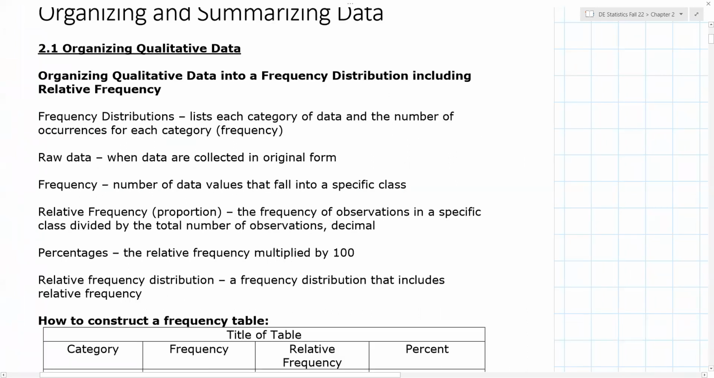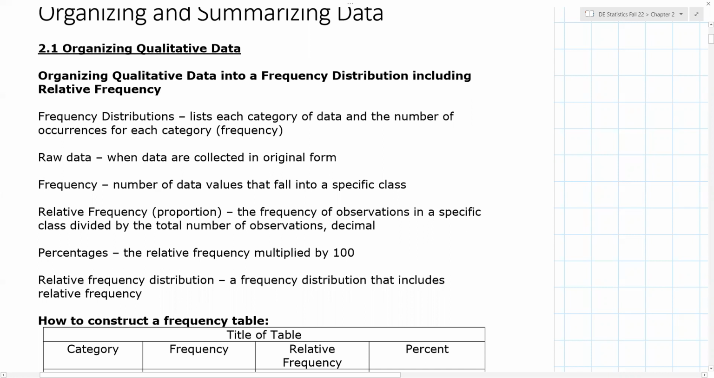So number one, frequency distribution. A frequency distribution is also referred to as a frequency table. It is going to list the category, the frequency of that category, and then it can also contain a relative frequency, and then sometimes it contains a percentage. Not all the time, not even most of the time, because percent is just another way of writing relative frequency, and typically they don't make you do both of those things.